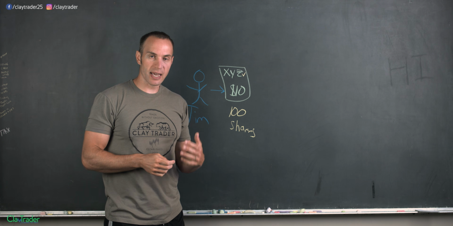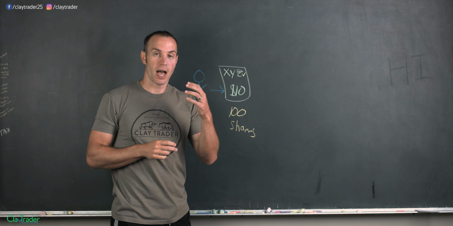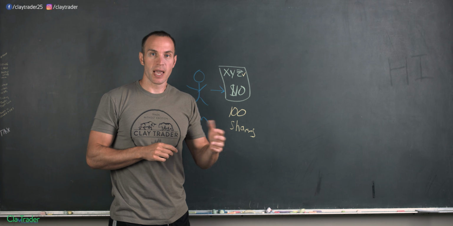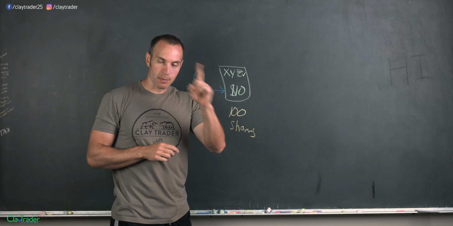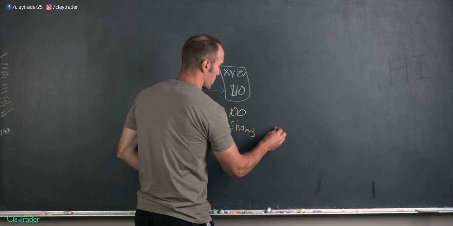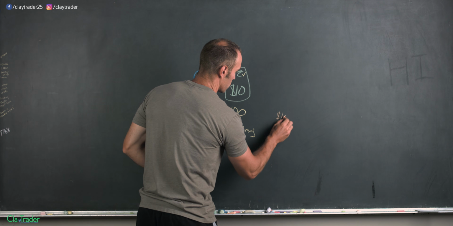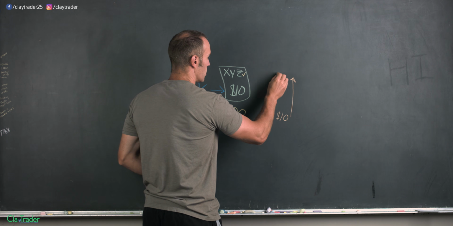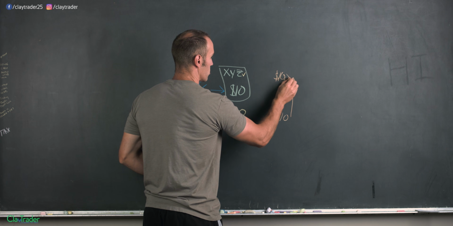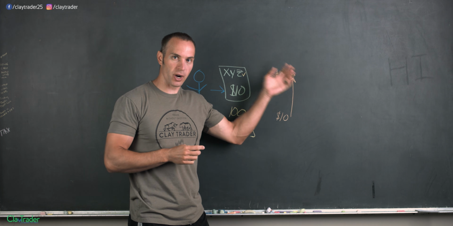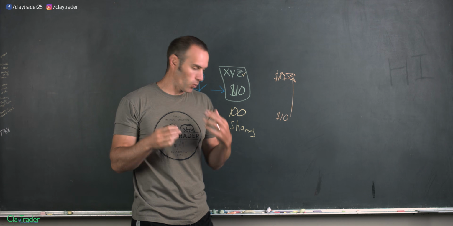And let's just say that you decide, you know what, I'm ready to sell. You're saying, I'm a disciplined trader. I'm a good trader. So to set this up, you buy at 10, and the price goes up to $10.50. And you're saying, okay, that's great. I want to make this at least a winning trade.